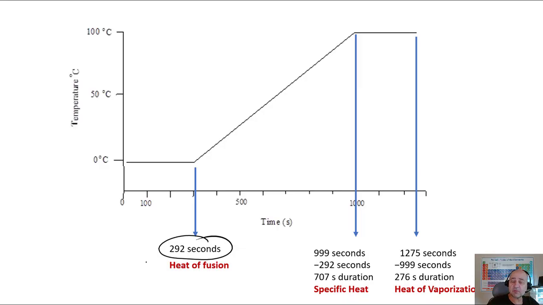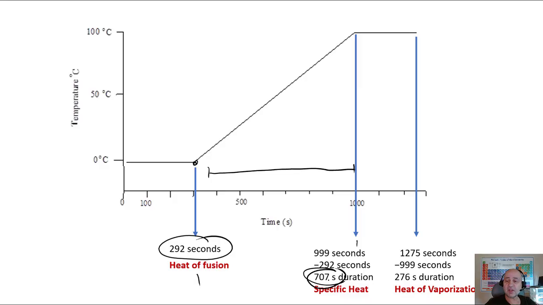You're going to continue collecting. You're going to continue heating. So once everything is melted, of course, you'll see the temperature start to pick up, because now we're just warming up water all the way to the boiling point. And so the second segment here, from 292 to 999 seconds, is 707 seconds. So I subtract out the time it took to melt. The second part is heating now, and we can use this time, 707 seconds, to determine the specific heat.